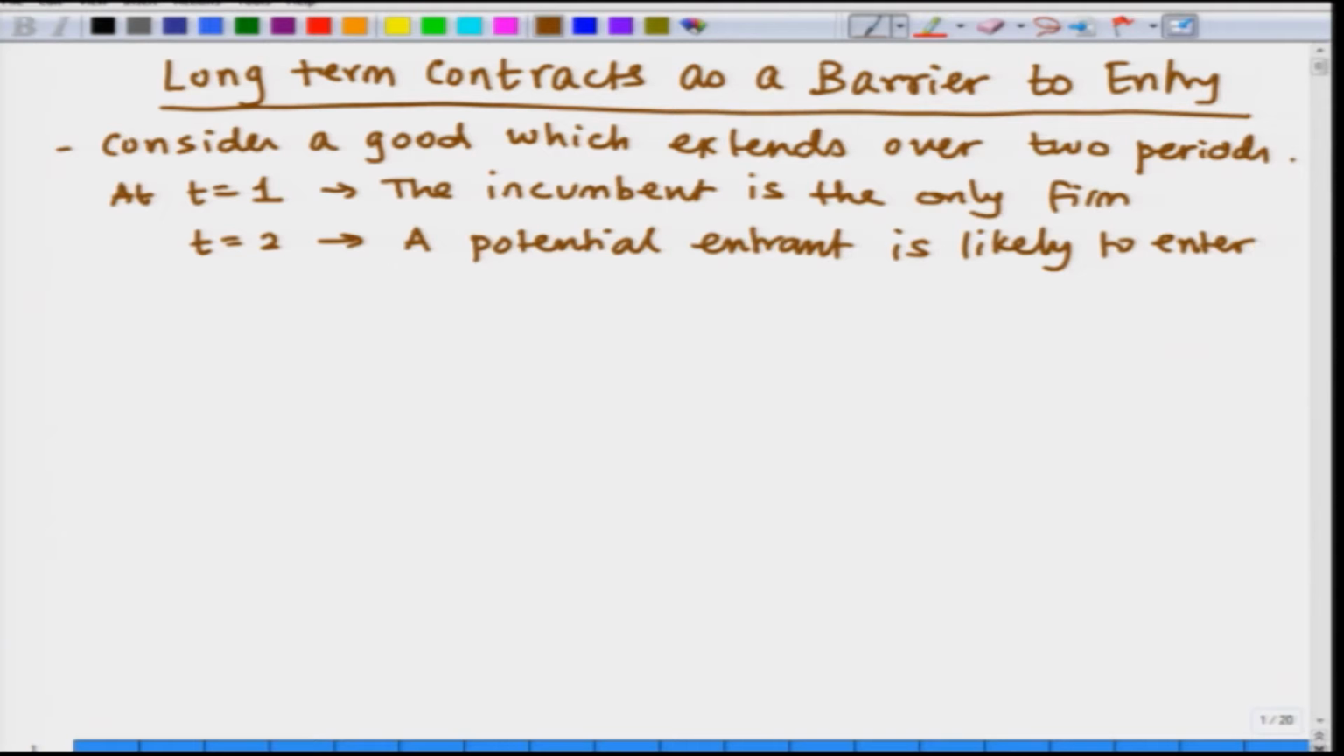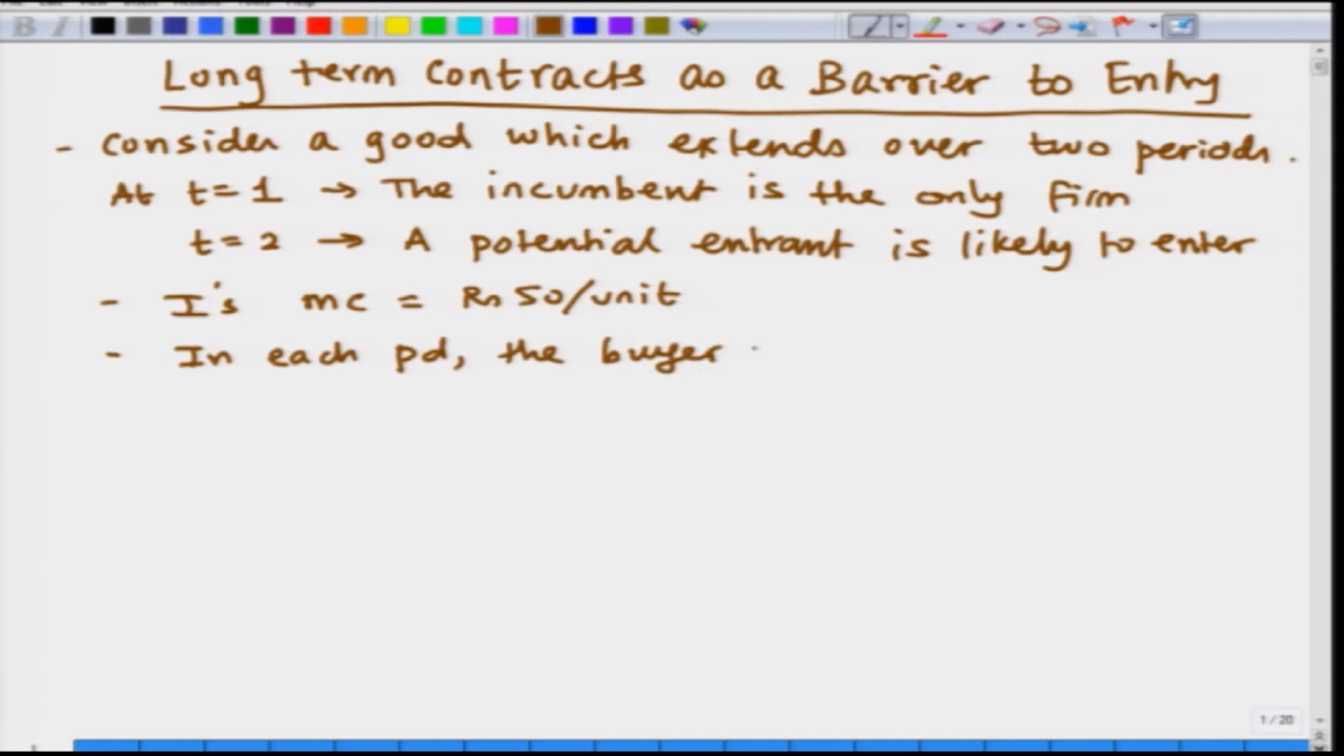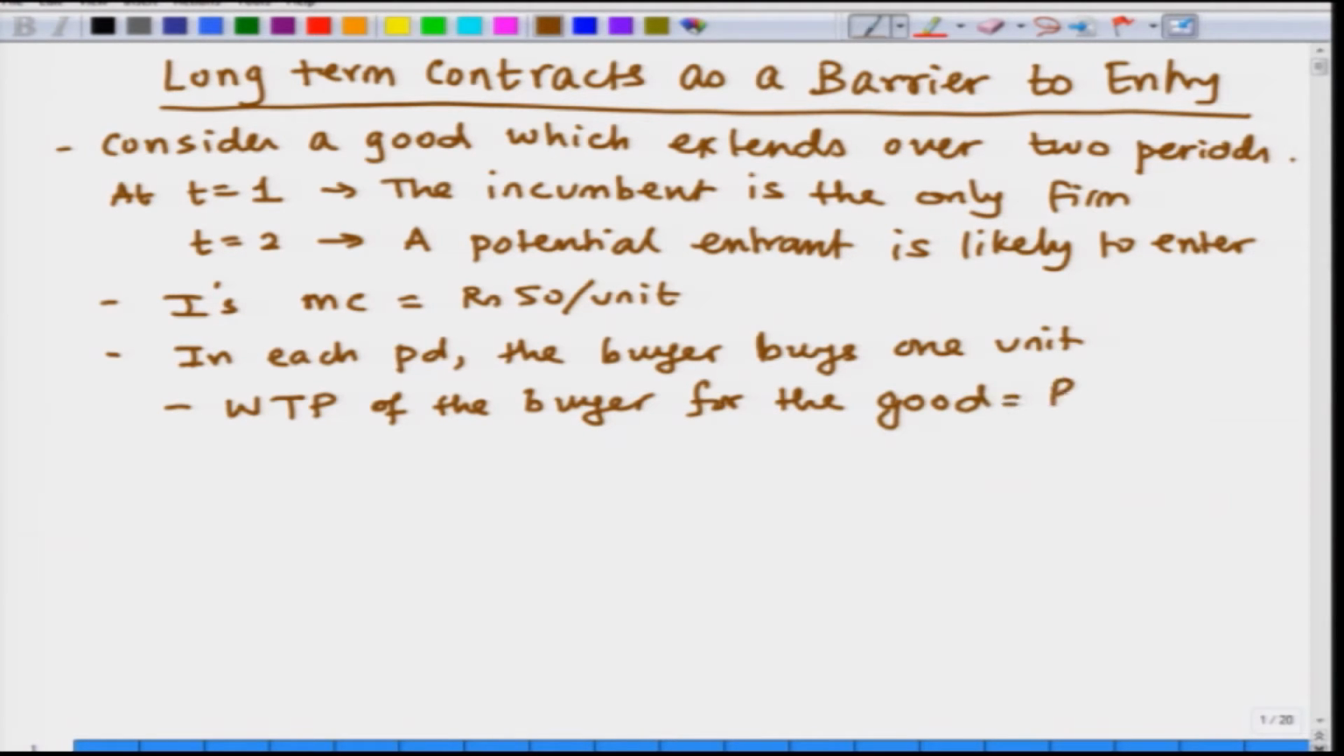Now, to simplify the model, let us assume that the incumbent's marginal cost is, let us say, rupees 50 per unit, right. In each period, the buyer is interested in buying 1 unit of the product, right. So, let us also put that structure. In each period, the buyer buys 1 unit, and the willingness to pay of the buyer for the good is, let us say, rupees 100, right.